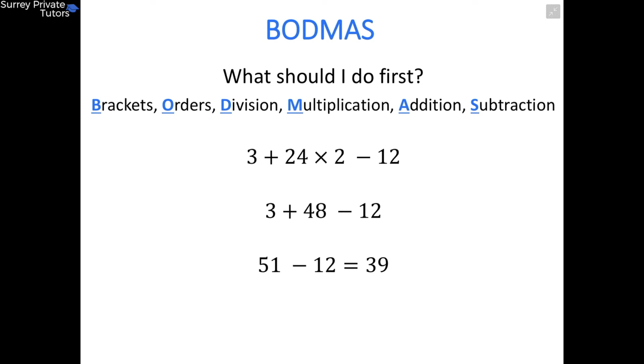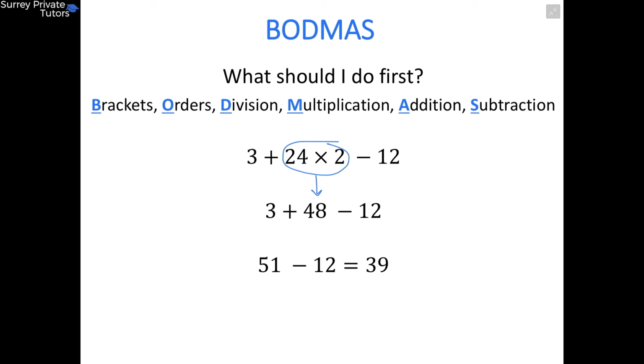So say you're asked to calculate this, which is 3 plus 24 times 2 minus 12. So BODMAS, starting from left to right, tells you what you should do first. So we've got multiplication, addition, and subtraction in this equation. And you can see that multiplication comes first. So that means we want to do this part of the equation first. So 24 times 2 gives you 48.